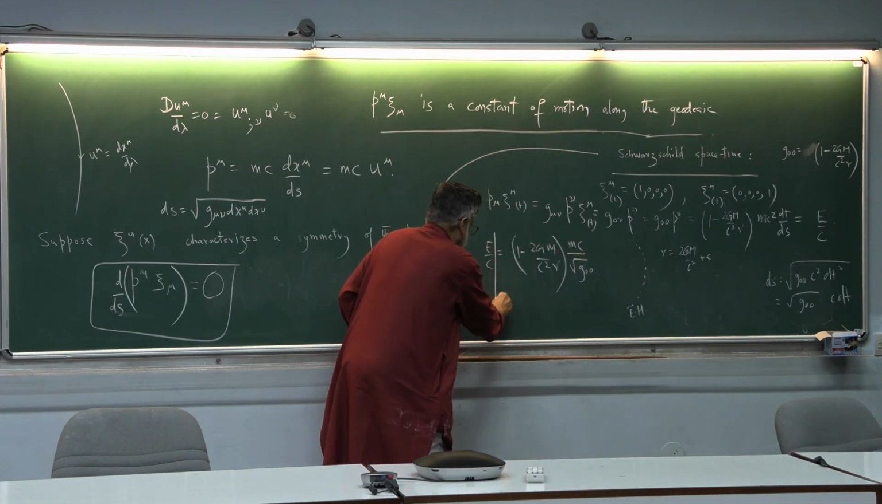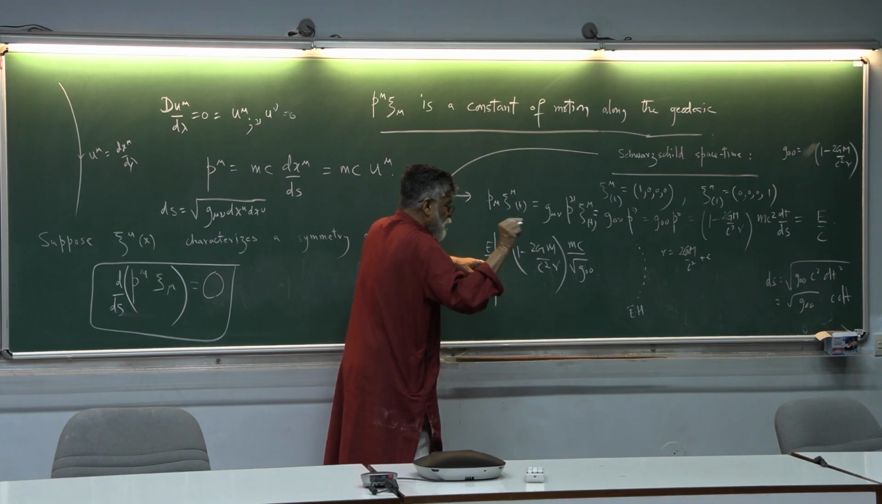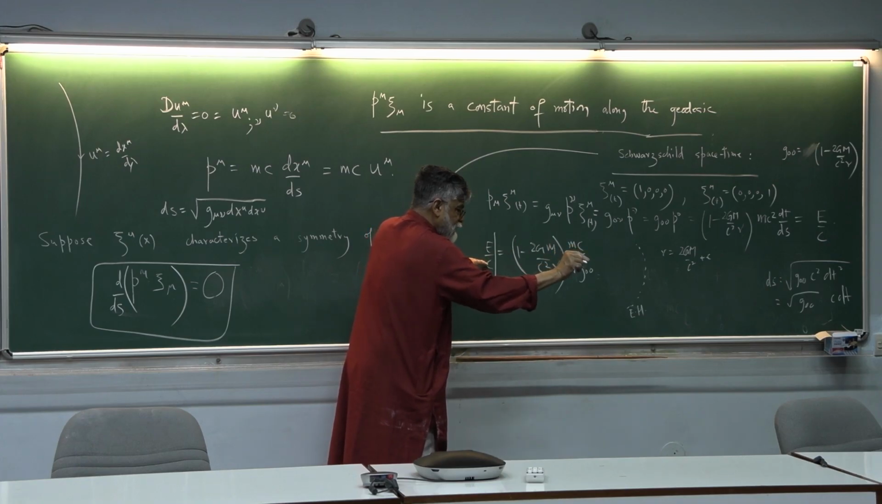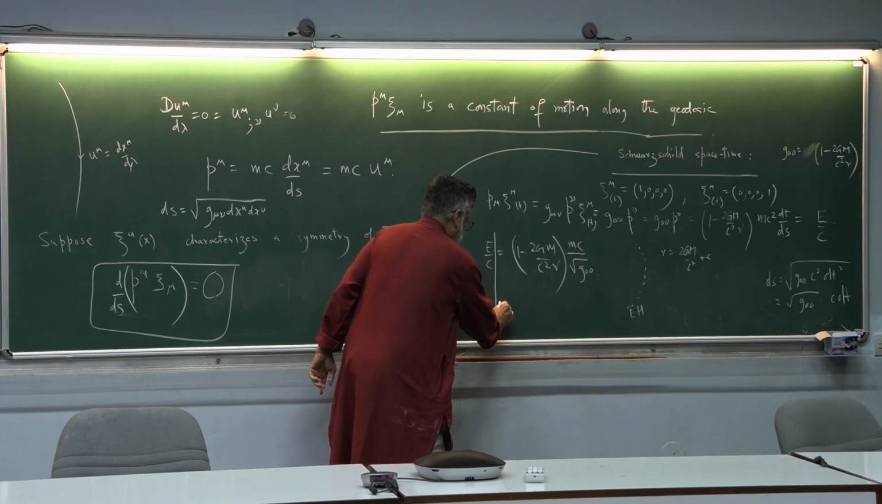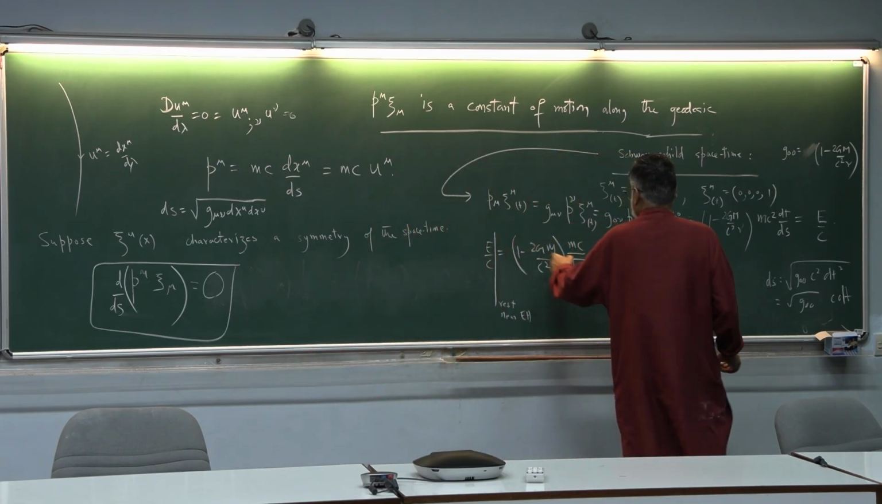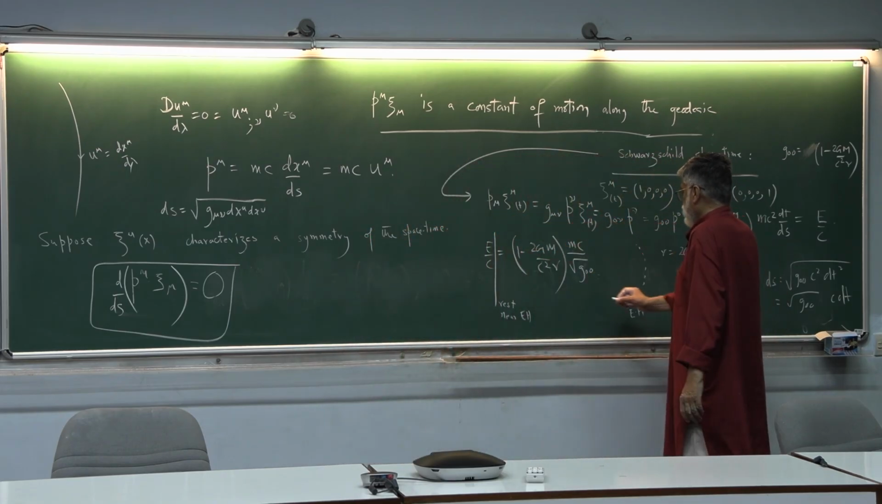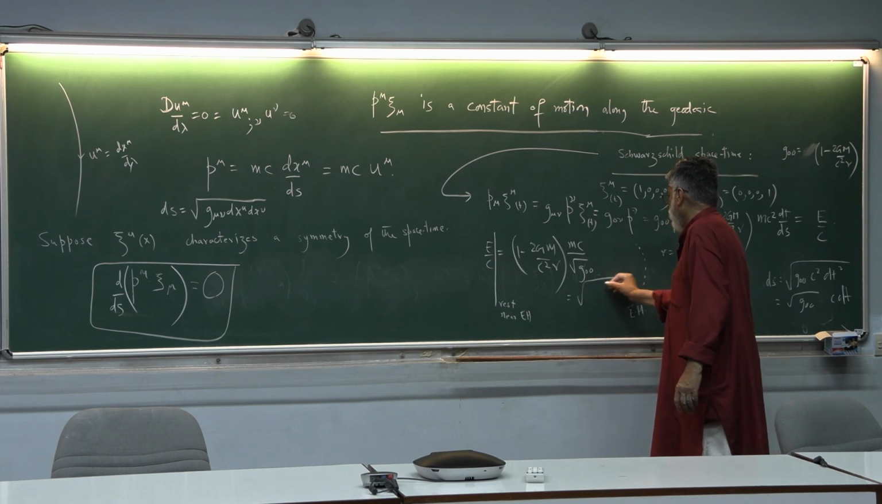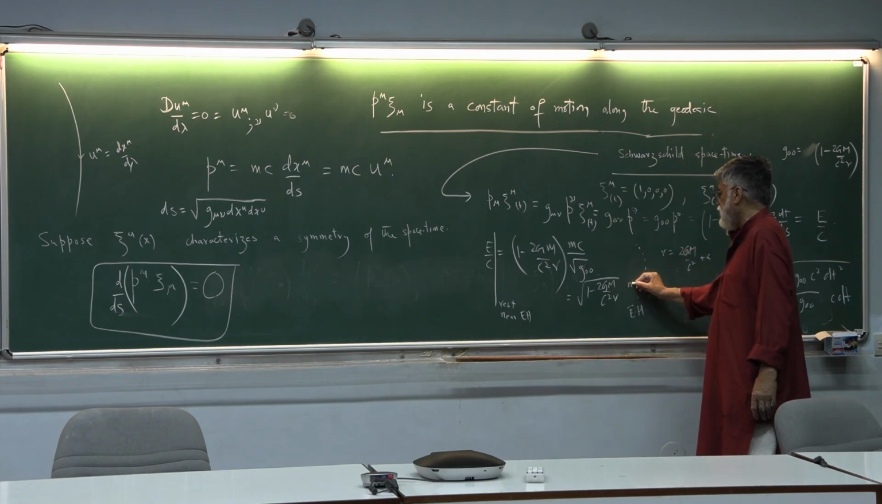So this energy E by c is for what? A particle which has come almost at rest near the event horizon. But square root of g00 is just 1 minus 2GM by c squared. So this is square root of 1 minus 2GM by c squared r into mc.